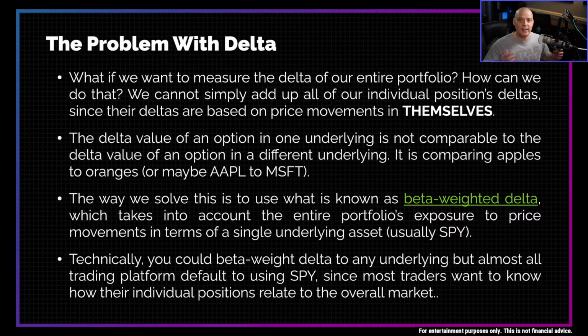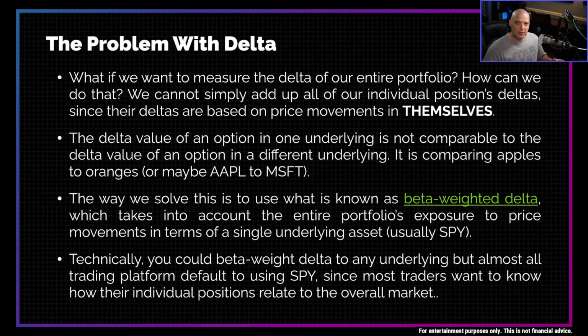Well, combining it with beta kind of solves this problem. Now remember that beta tells us how an individual stock compares to the S&P 500 index, SPX. Well, we can do something similar with deltas. We can beta weight our deltas. And what this does, it takes into account the entire portfolio's exposure to price movements in terms of one single underlying asset, which is usually SPY in this case, which is the S&P 500 ETF.